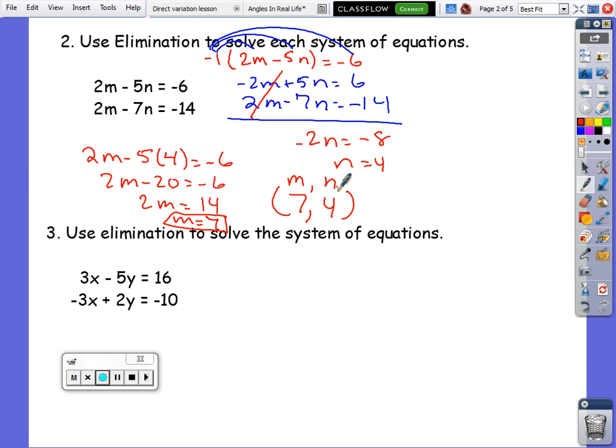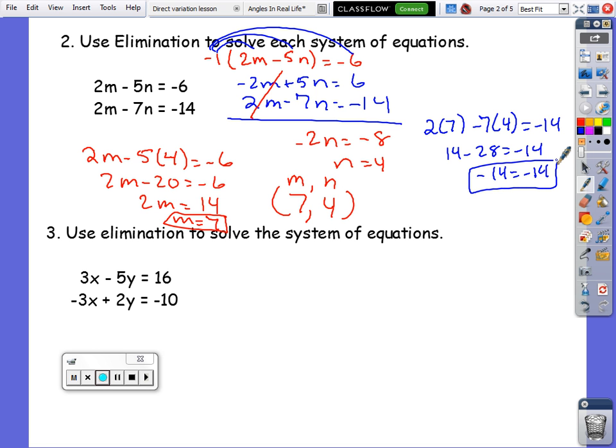Now please note in the ordered pair, most of the time they're going to be in order alphabetically. So I don't have an x and a y, but I do have an m and an n. So my ordered pair is (7, 4). I'm going to plug 7 and 4 into my second equation just to make sure that I have a correct solution. It checks. (7, 4) is correct.